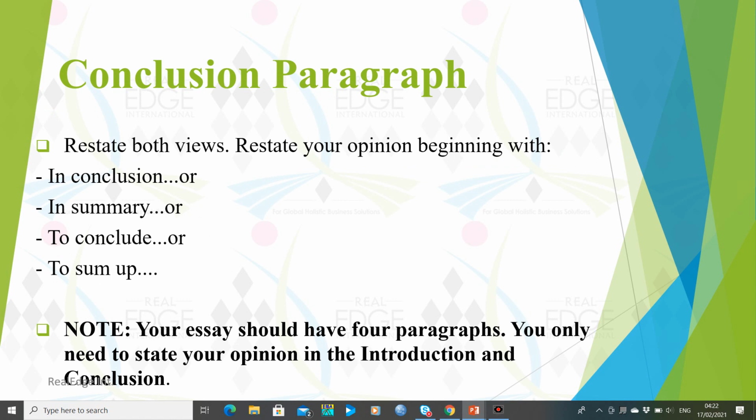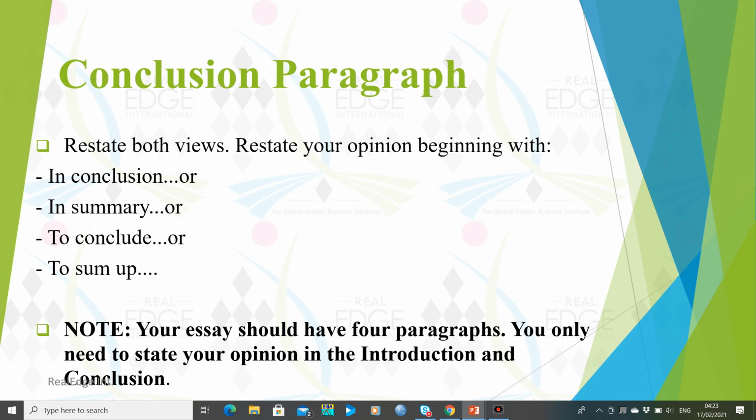We come to the conclusion paragraph. Here you restate both views. So you restate your opinion beginning with the following linking words: In conclusion, or you may decide to begin with in summary, XYZ, or to conclude, XYZ, or to sum up, XYZ.